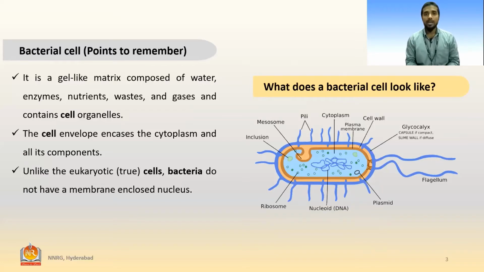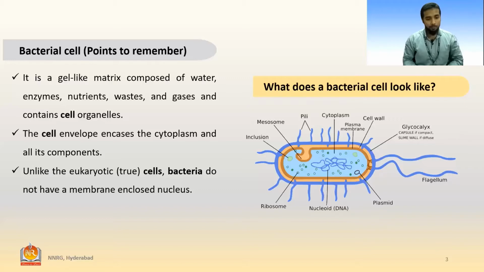The next point to remember is the cell envelope encases the cytoplasm and its components. What does it mean? What does encasement mean? For example, if we take a walnut, we have a shell on the outer side and the edible part is on the inner side. It means the outer shell is encasing the walnut inside it, isn't it? Similarly, the cell wall or cell envelope that the bacteria has, it encases all the cell components within it. Not only bacteria, every cell, let it be an animal or a plant cell, contains a cell wall which encases all the cell organelles. Okay.